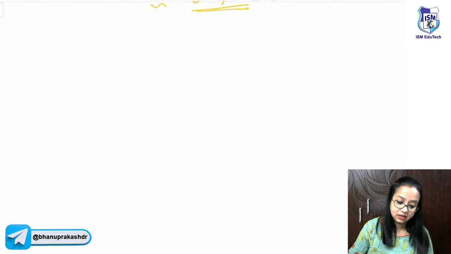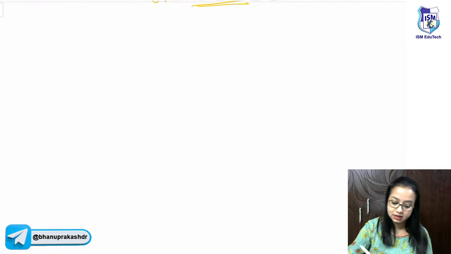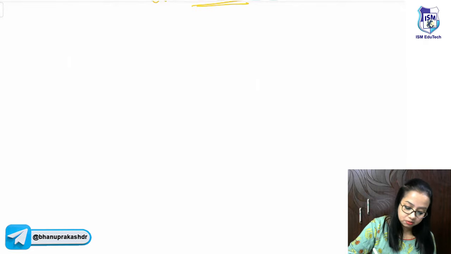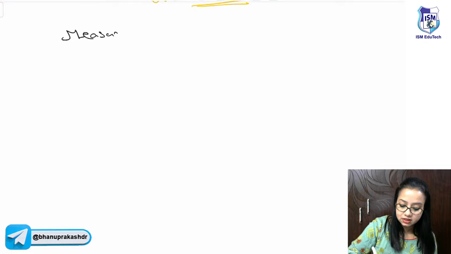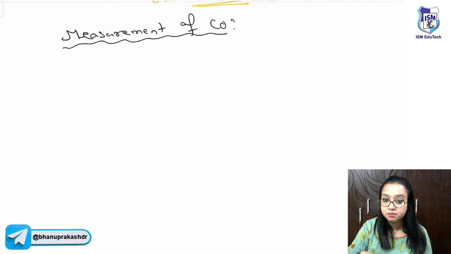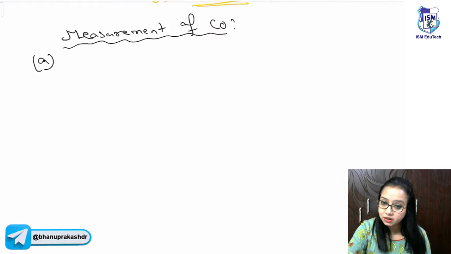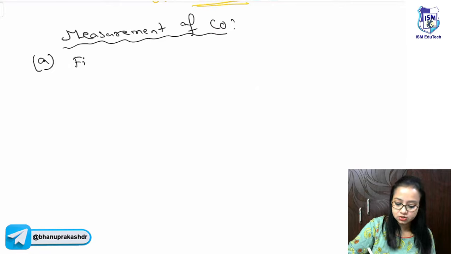Now, what are the various ways to measure cardiac output? There are numerous methods, though now we use only the most accurate ones. But when the measurement of cardiac output started, more than one method evolved. The first method, one of the most accurate, but it is invasive, so it is painful. It's no more in use. This first one was the Fick principle.